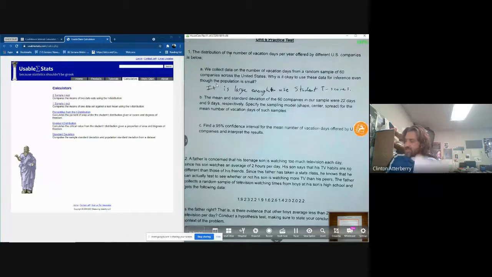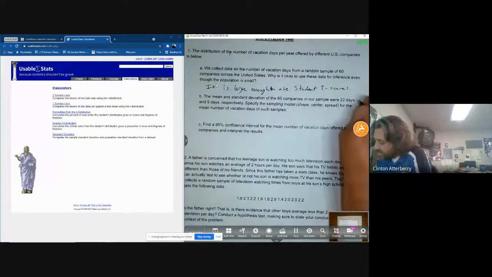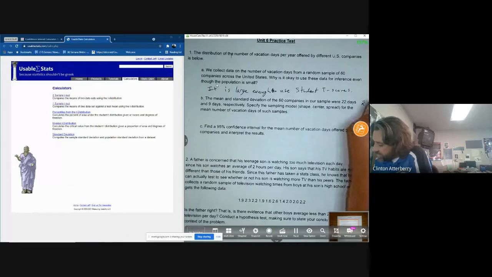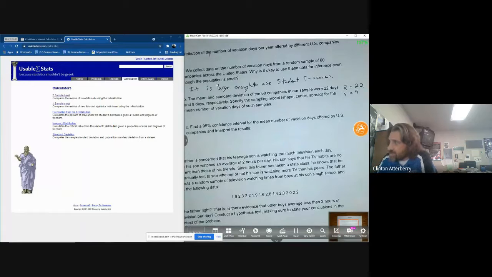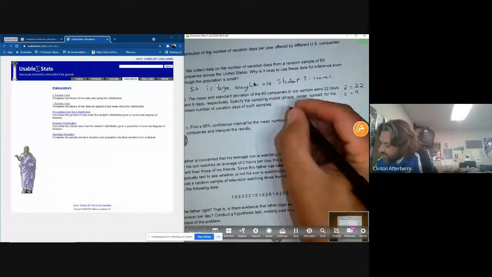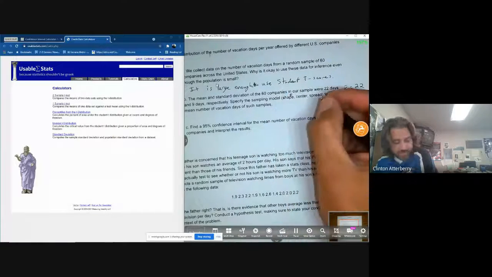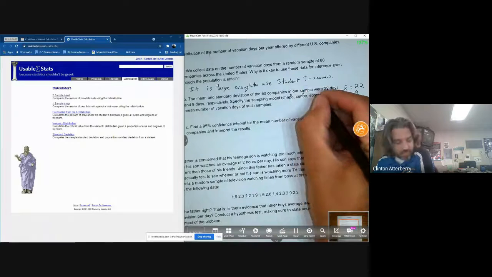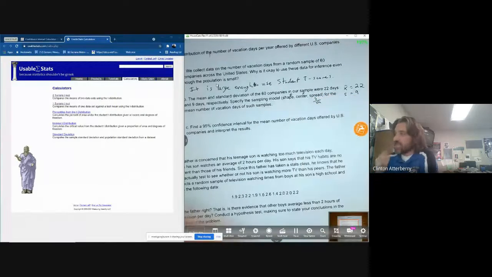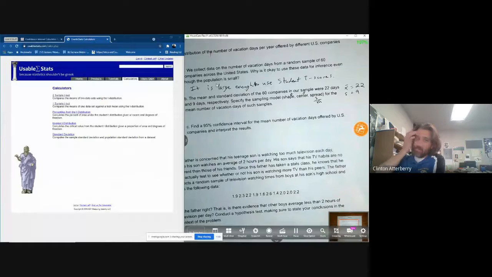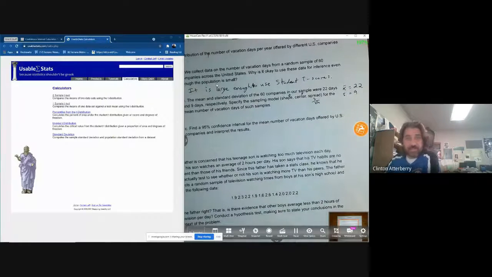The mean and standard deviation of the 60 companies in our sample were 22 days and 9 days. So what they found was an average of 22 days and a standard deviation of 9, respectively. Specify the sampling model, shape, center, and spread for the mean number of vacation days of such samples. So the shape, that's going to be like a t-score. The center, that would be your average, and the spread, that's going to be your standard deviation divided by the square root of your sample size. Expect on the test, you just have to identify those 3 things independently.